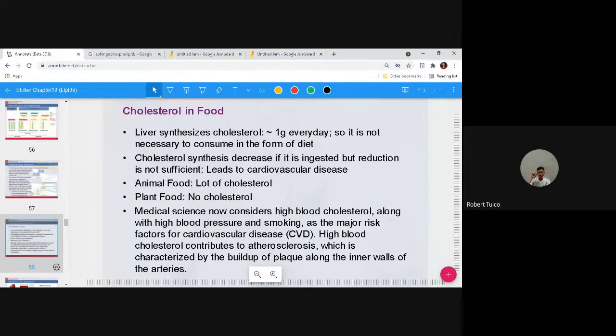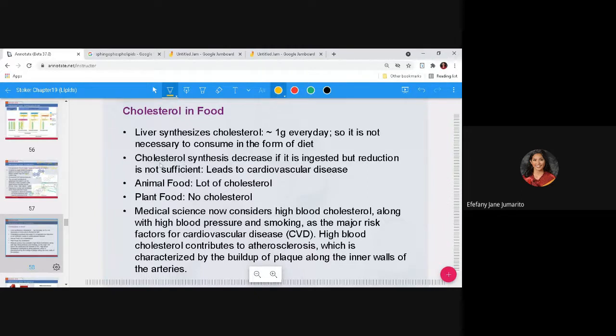Cholesterol synthesis decreases if it is ingested, but if the reduction is not sufficient, it leads to cardiovascular disease. Animal food has a lot of cholesterol. Plant food has no cholesterol. Medical science now considers high blood cholesterol, along with high blood pressure and smoking, as major risk factors for cardiovascular disease. High blood cholesterol contributes to atherosclerosis, which is characterized by the build-up of plaque along the inner walls of the arteries. Okay, all right. Thank you, Robert.